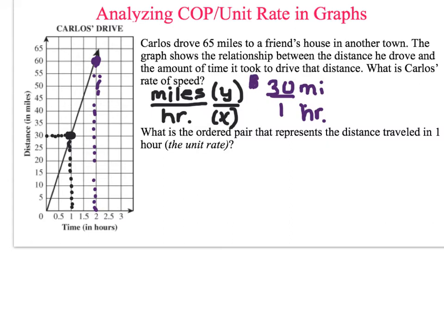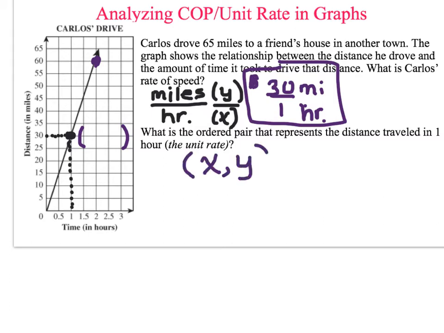Now let's look at the second question. It says, what is the ordered pair that represents the distance traveled in 1 hour? So we already found that constant. We know that in 1 hour, he drives 30 miles. But now I need to represent this dot, this point right here, as an ordered pair. So remember, an ordered pair is always written as x, comma, y. So now we need to take the constant and write it in this way.